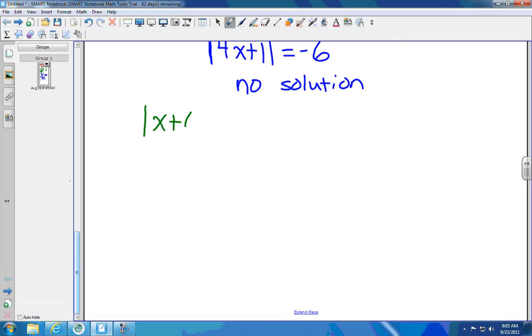Absolute value of x plus 6 equals 3x minus 2. We won't do very many of these, but I want you to know how to do them. So is the absolute value by itself on this side? Yeah. So you're going to split it up. x plus 6 equals 3x minus 2. We wrote it exactly as it was, and then you've got to make it negative.